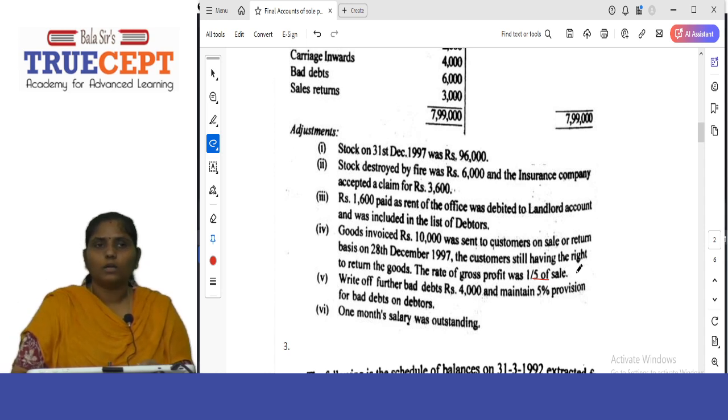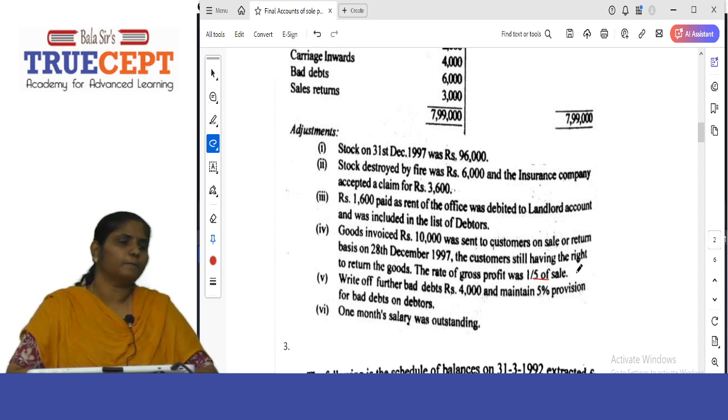But here, 1/5 on sale, which is 1/4 on cost, okay? Here 1/5 on sale and I know the sale value is 10,000. So what is 1/5 of 10,000? 2,000 rupees is my profit involved in the transaction. Then what is the cost? 8,000 rupees. 10,000 minus profit removed, you will get the cost.